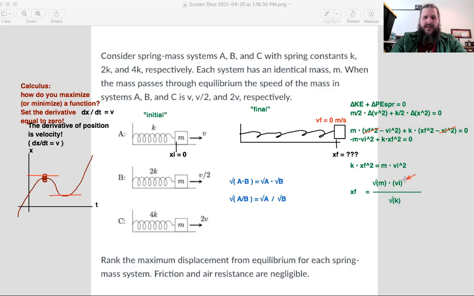We are decreasing the speed, and we're increasing the spring constant. We're looking at a slower speed and a stronger spring. If you decrease the initial speed, what would happen to the final position? If you're decreasing the numerator and increasing the denominator.